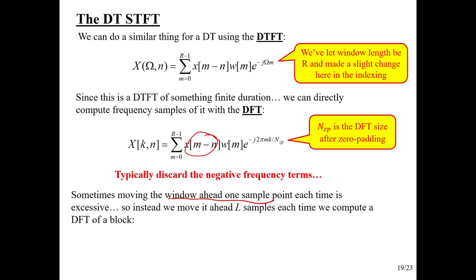So instead of moving it ahead by one sample, which might be a little bit of overkill, we might move it ahead L samples. Well, what's L? We get to pick that. And we'll talk about how we pick that L in just a little bit. Some of the possible choices.